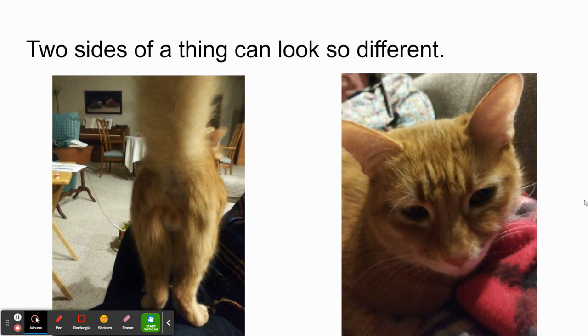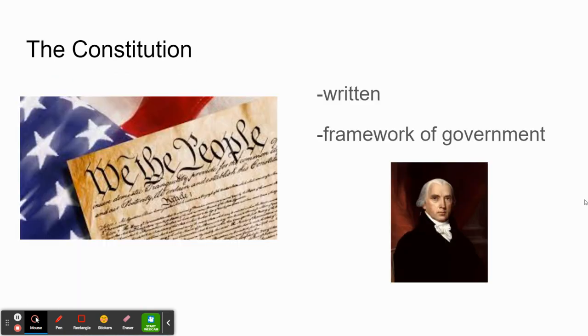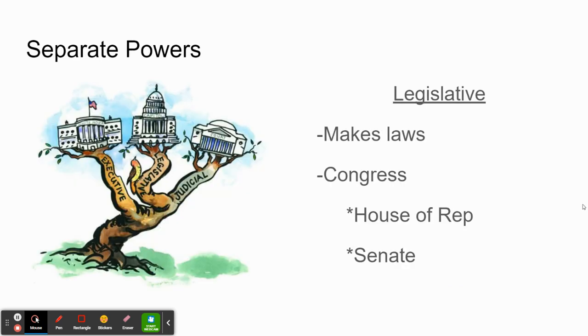Again, the character of George Washington was one of the big forces behind people accepting the Constitution. It was written, and again, it's a framework of government. It's not all the details. Those would come later in federal laws and treaties and such. What the Constitution does is just set up what the government will be.